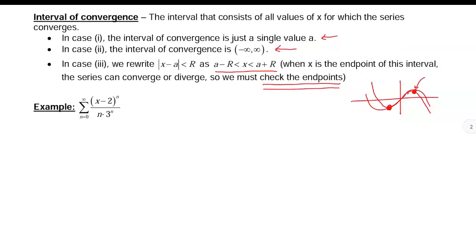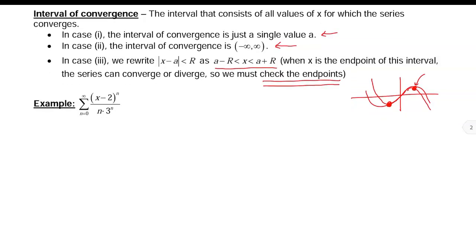Let's do an example. My first example has powers of n. I'm going to use the ratio test to address this question. Let's set up a limit, and that will be the quotient of the n plus 1 term with the nth term. So (x minus 2) to the n plus 1 over (n plus 1) times 3 to the n plus 1. And then I'm just going to copy our series in the denominator.